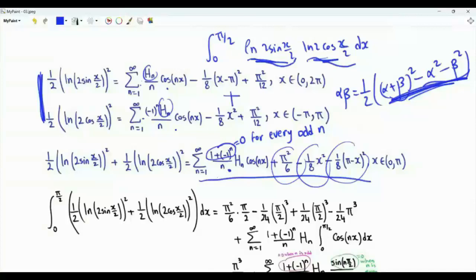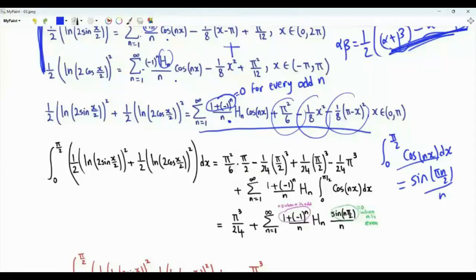When we integrate, and assuming that it is valid that we can carry out the integration term by term, we need to evaluate the integral from 0 to pi over 2 of cosine nx dx. This gives sine n pi over 2 divided by n. If we look here, if n is an even integer, then we have sine of an integer multiple of pi, which is equal to 0. That's very good. If n is even, this gives us 0. If n is odd, 1 plus minus 1 to the power n gives us 0. In other words, this summation disappears if we integrate from 0 to pi over 2. The integral of the manageable terms yields pi cubed over 24.